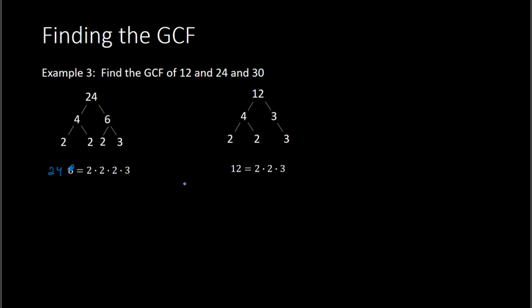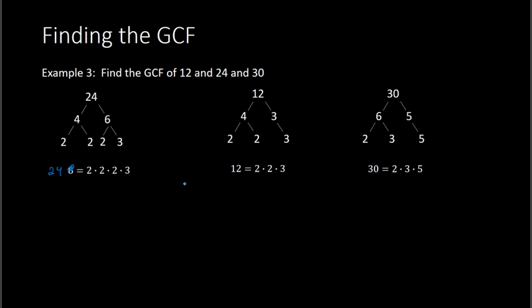Okay, example 3, we now have 3 numbers: 12, 24, and 30. Looking at the 24, 24 is 4 times 6, 4 is 2 times 2, and 6 is 2 times 3. So 24 is a product of 2 times 2 times 2 times 3. And then 12 would be 4 times 3, and 4 is 2 times 2. So we have 12 equaling 2 times 2 times 3. And with the 30, 30 can break down as 5 times 6. 6 can break down as 2 times 3. So 30 can be written as 2 times 3 times 5.